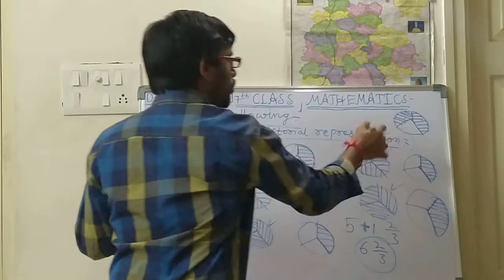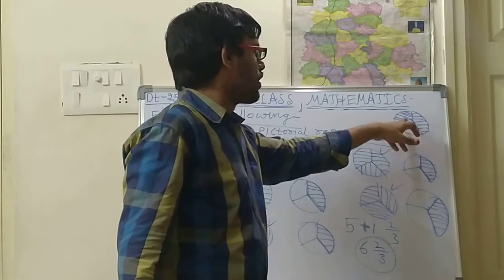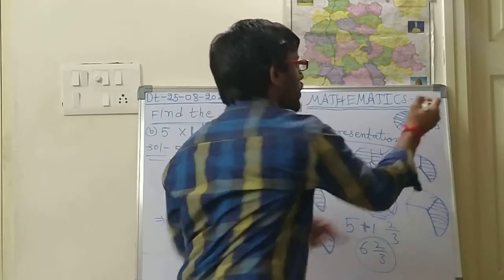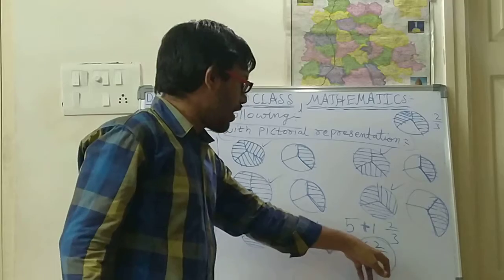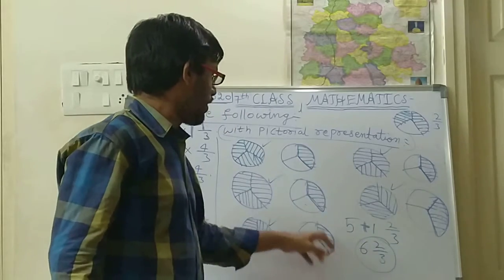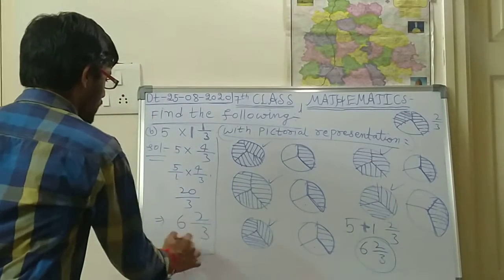So here now what is this representation? In this circle there are 3 parts. In this, 2 parts are there. So 2 by 3, can we say? So 2 by 3 we have added here. So 5 plus 1 plus 2 by 3. So 6 2 by 3 is the answer we got.